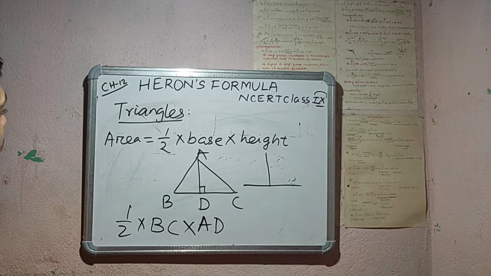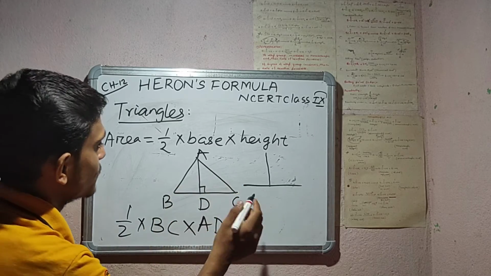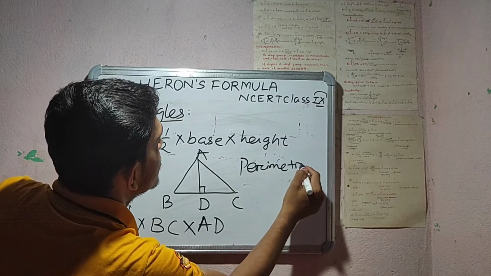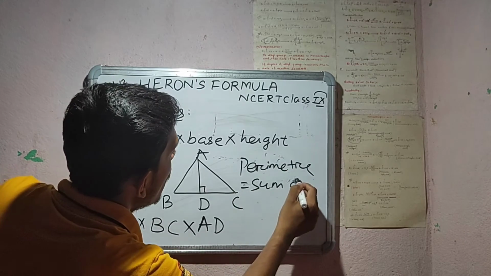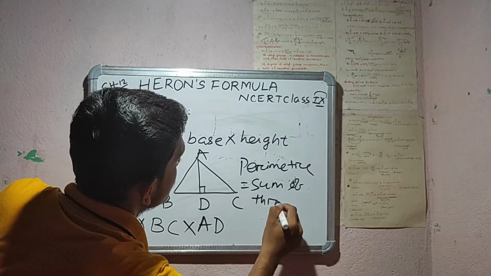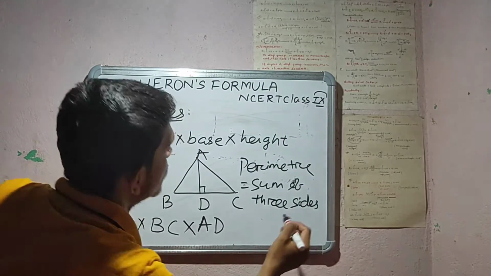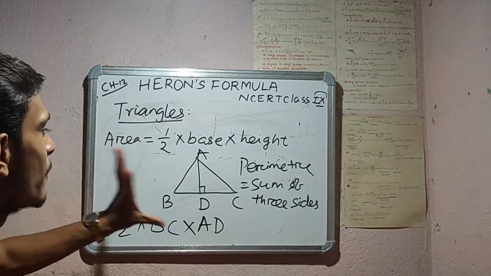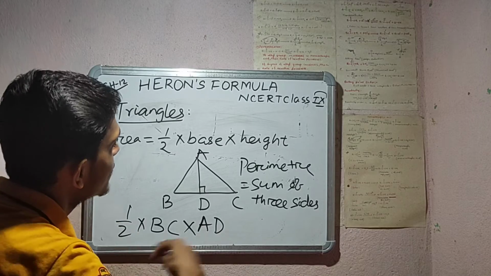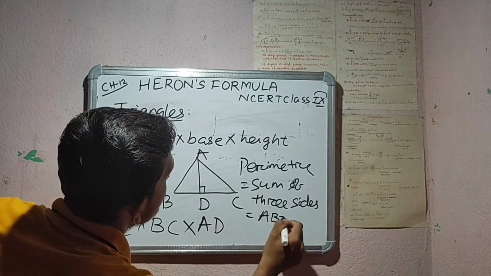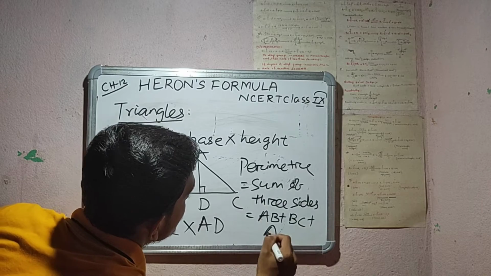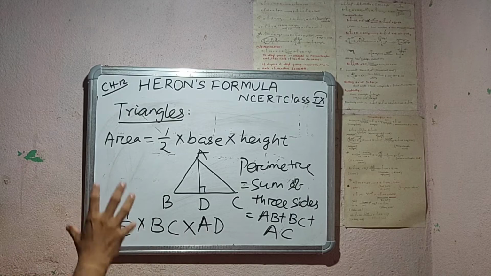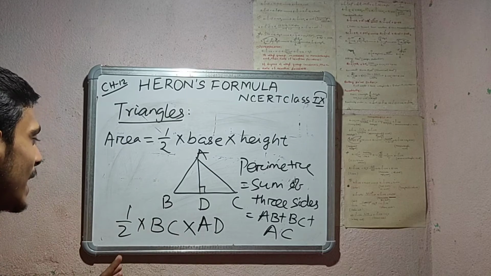And what about your perimeter? Perimeter means simply the sum of the three sides. For any triangle, this formula is applied. In this case, that is AB plus BC plus AC. This is your perimeter. This is your general formula for finding area and perimeter of a triangle.